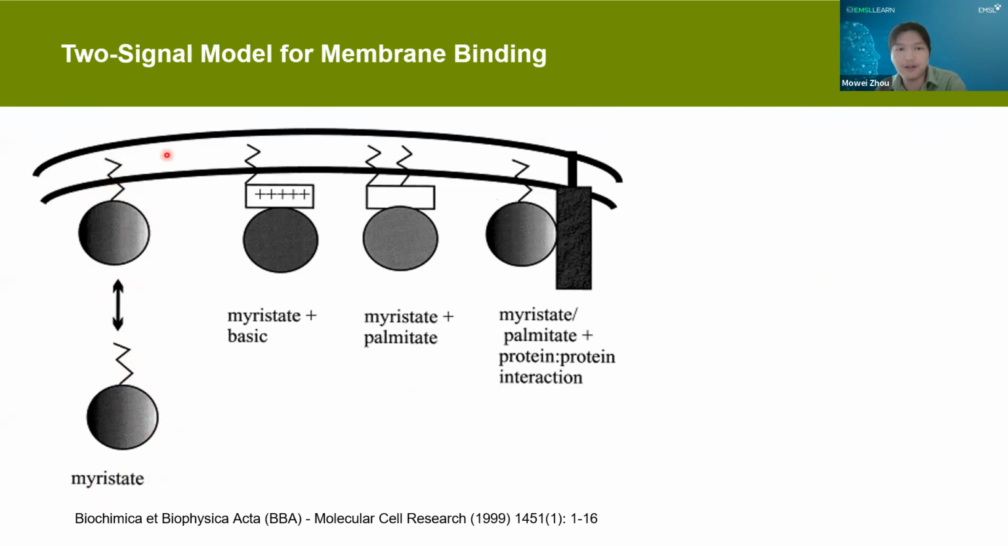To stabilize this interaction with membranes, there's this known two-signal model. You can have other additional factors to stabilize this interaction. One of them is myristoylation plus palmitoylation. If you have two lipid molecules added to the protein, it will significantly stabilize this interaction and help the protein to stay close to the membrane.